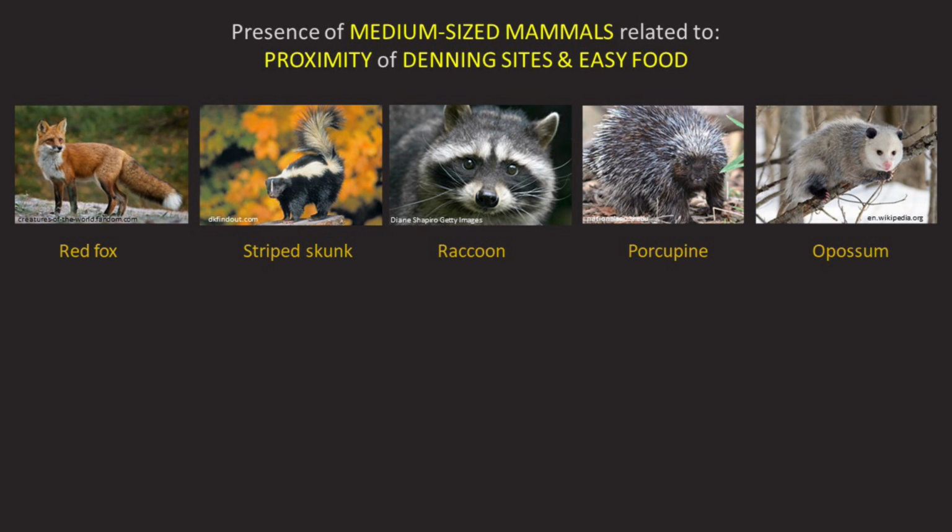The presence of medium-sized mammals is related to the location of microhabitats that provide them with abundant food and adequate denning cover. These are the wildlife that many landowners would like to discourage, and the best way to discourage them is to remove the human-created features they use from the immediate proximity of our homes.